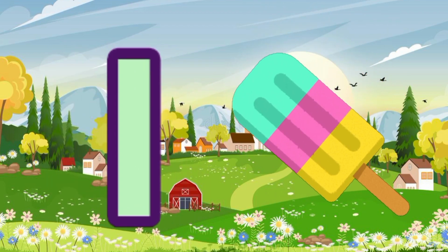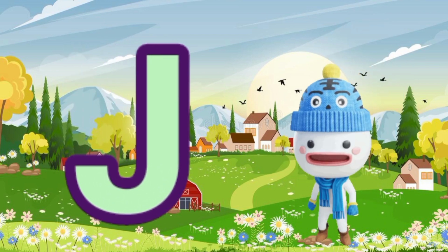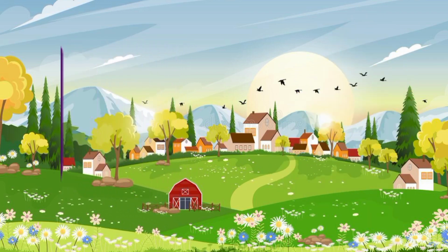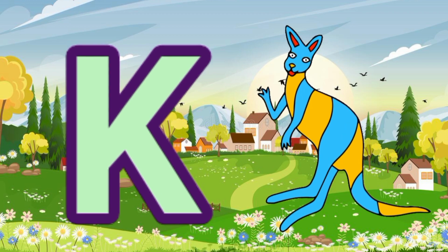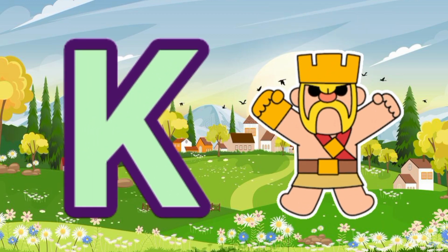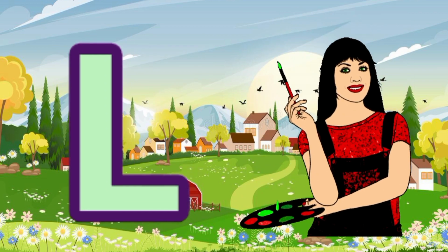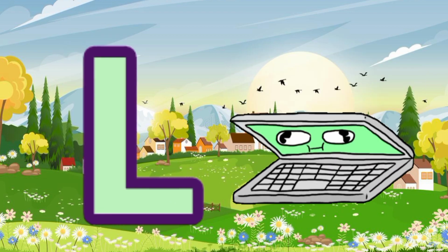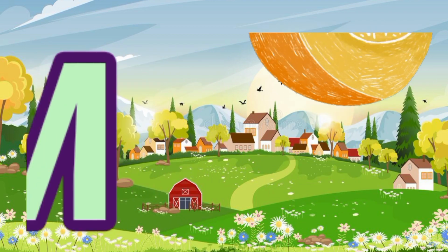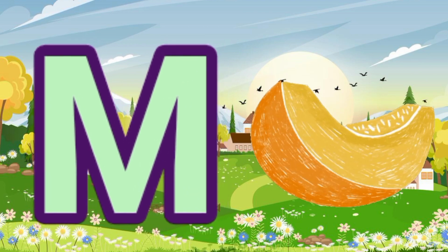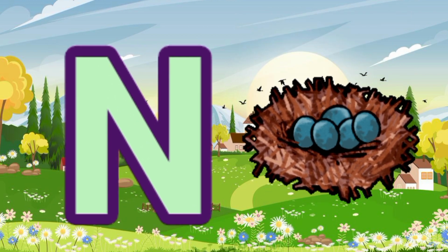I for ice cream. I for igloo. J for jump. J for juice. K for kangaroo. K for king. L for lady. L for laptop. M for milk. M for melon. N for nurse. N for nest.